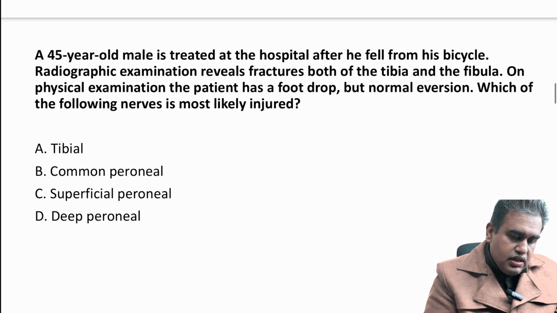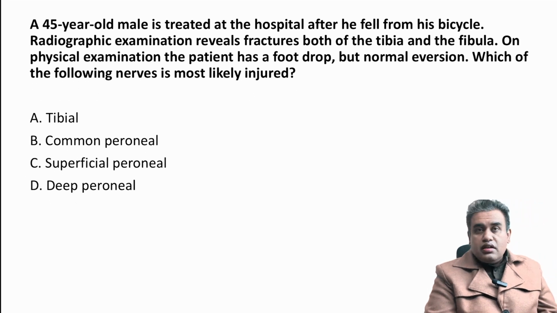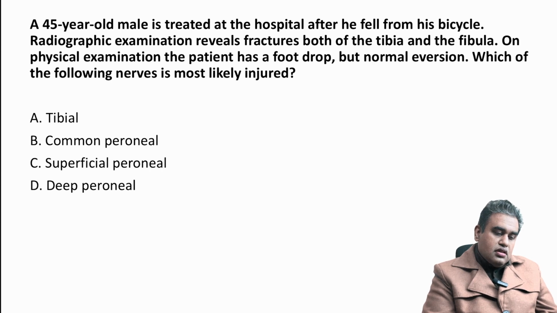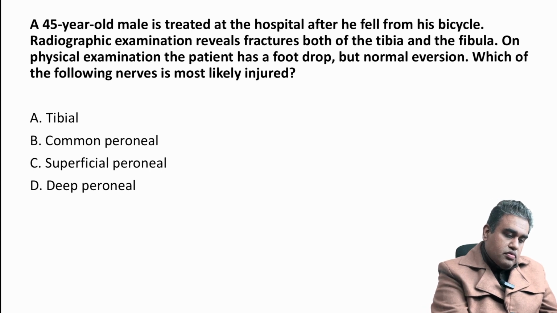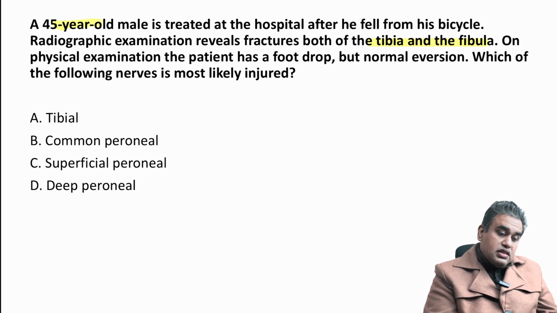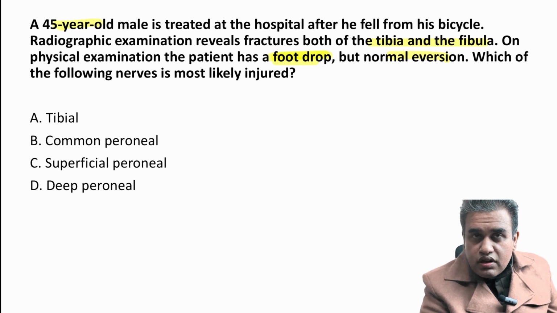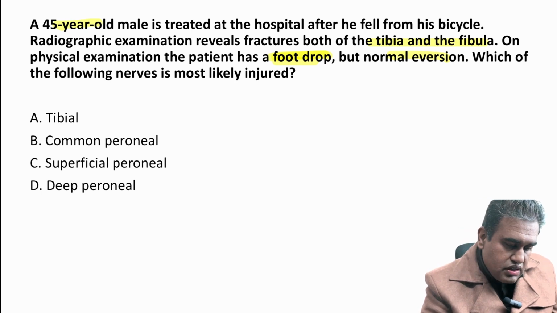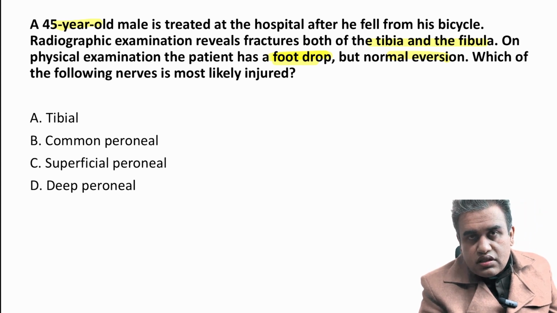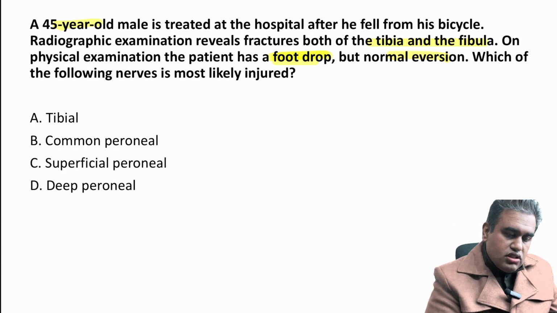A 45-year-old male is treated at the hospital after he fell from his bicycle. Examination reveals fracture of both tibia and fibula. Oh, so there is fracture of both tibia and fibula of a 45-year-old male. On examination, the patient has a foot drop but a normal eversion. Very important, like wrist drop in upper limb, we have foot drop in lower limb. Which nerve is most likely injured? Foot drop हो गया, eversion normal है. Fracture of both tibia and fibula.